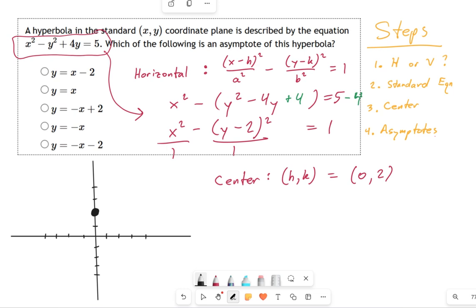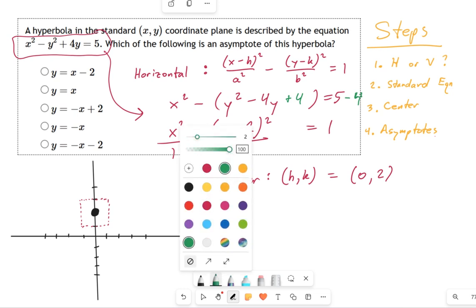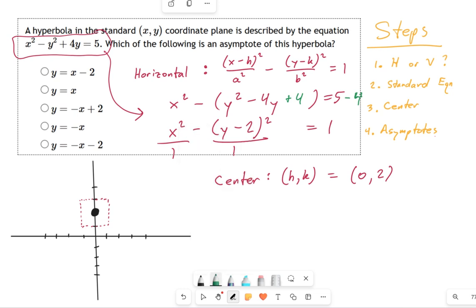And what are A and B? Those define a box that goes around the center, A to the left, A to the right, and B up and B down. Because they're both equal to 1, it's a box that's exactly 1 left, 1 right, 1 up, 1 down. Now what's the purpose of that box? That box is one of the most important things for a hyperbola. It helps you draw your asymptotes. So asymptotes go through the center and the corners of that box.